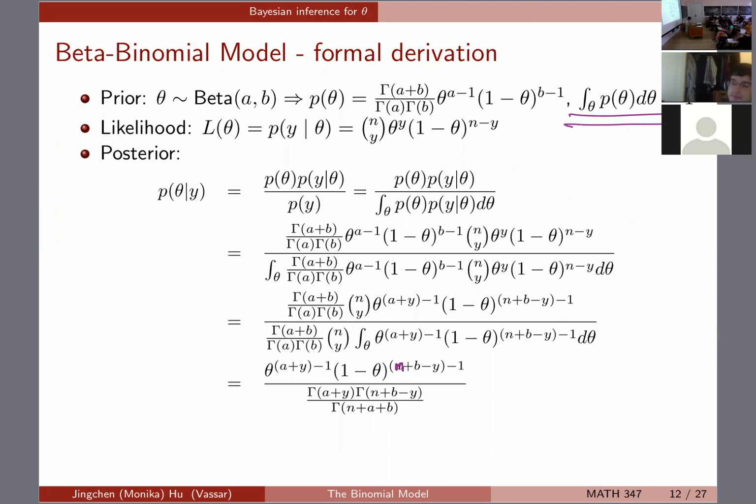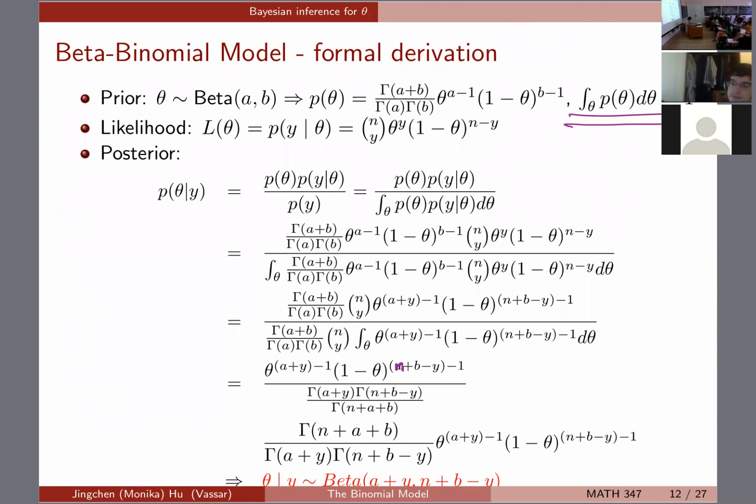And it is a beta distribution. Just rewrite it a little bit, and based on the rewrite, you'll be able to realize that it's a beta. Sorry, I'm going to write over here. It's a beta distribution with a plus y as your new a, and n plus b minus y as your new b. Make sense?